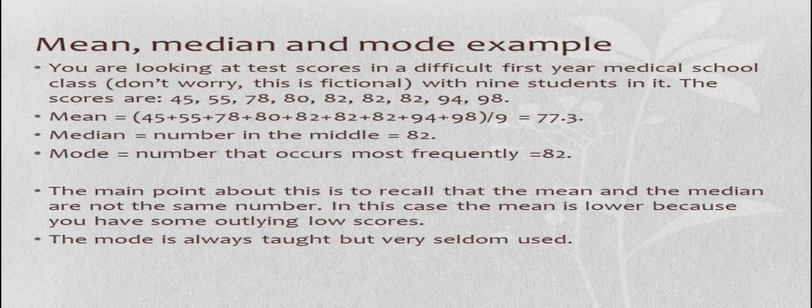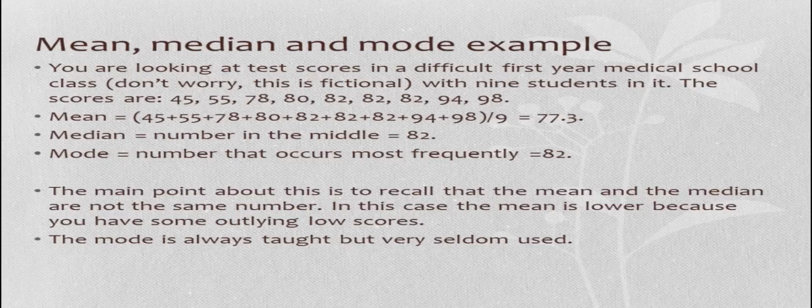So here's an example with mean, median, and mode. Say we have a first-year medical school class, a pretend class, of course, that only has 9 students in it. That's how you know it's pretend. And we give a test, an exam, and the scores range very widely from 45 to 98. See, I laid them out for you end to end. So we're going to do mean, median, and mode on this data.